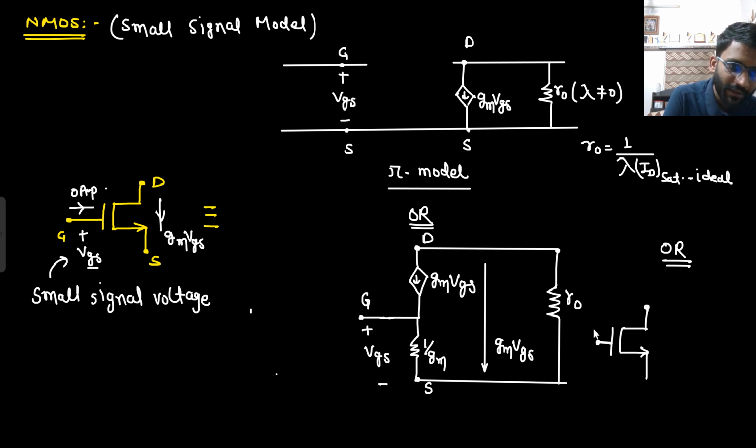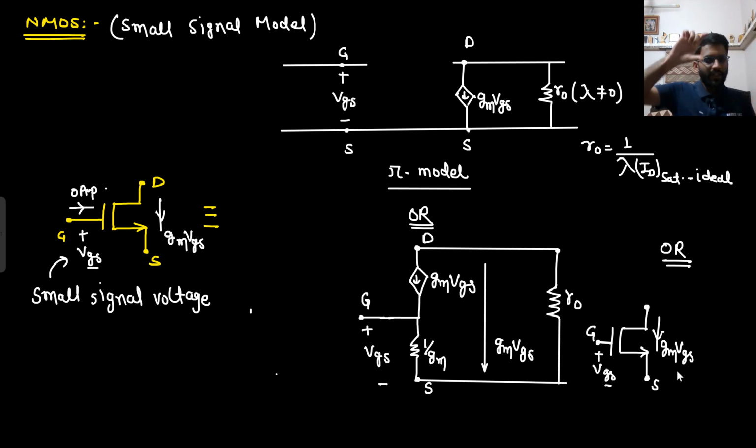Here there is the gate, and there is this source. I know there will be some potential here. Whatever the potential is, the potential is VGS. We are going to make a current GM VGS like this, because whatever the potential between gate and source, the current flowing would be GM VGS from up to down. That's it. And one R naught resistance we will connect. That we will remember.